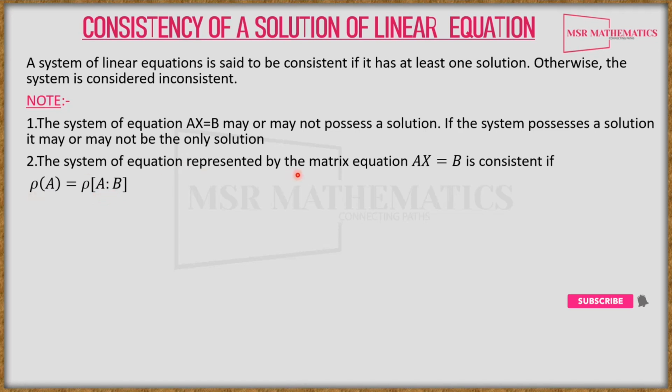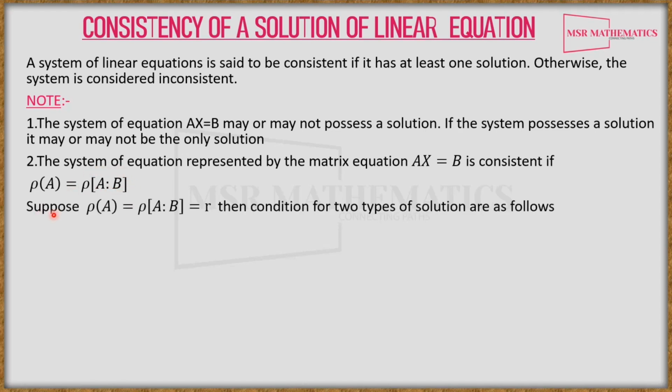The system of linear equations Ax = b is said to be consistent if the condition holds that rho(A) must be equal to rho(A|b). Here rho(A) is the rank of matrix A and rho(A|b) is the rank of the augmented matrix A|b. Suppose rho(A) = rho(A|b) = r.